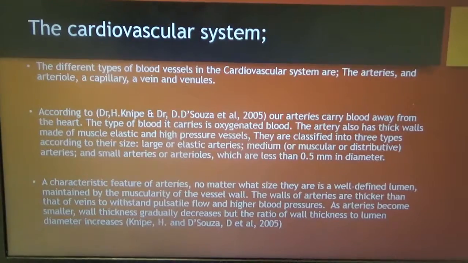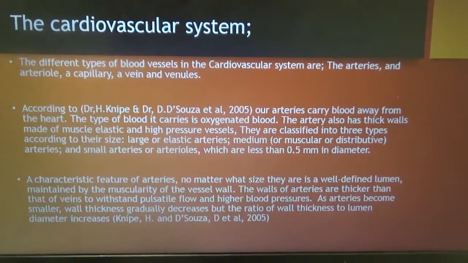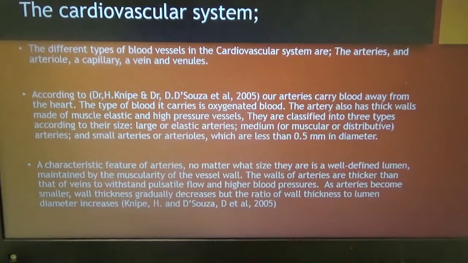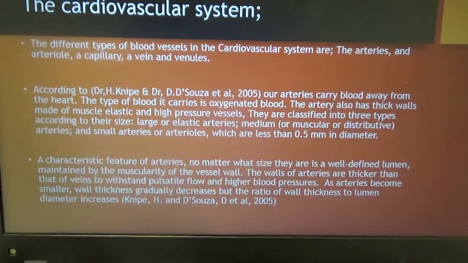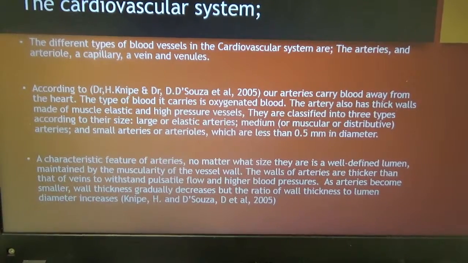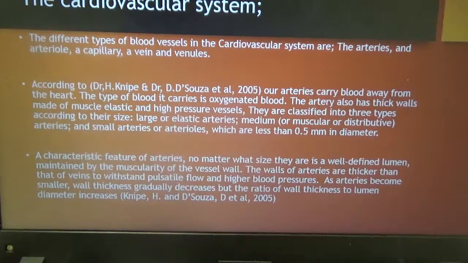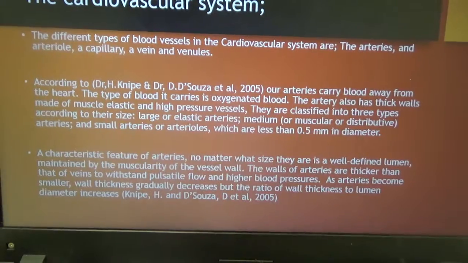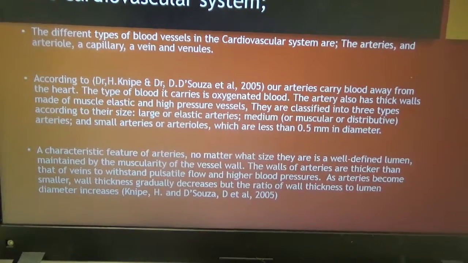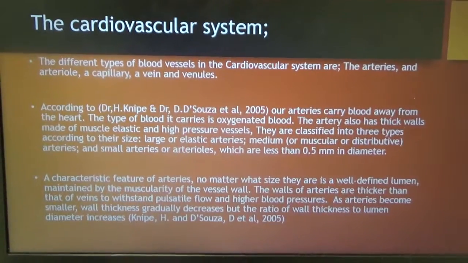Large arteries, medium or muscular arteries, and small arteries, otherwise known as arterioles, which are less than 0.5mm in diameter. A characteristic feature of arteries, no matter what size they are, is a well-defined lumen maintained by the muscularity of the vessel wall. The walls of arteries are thicker than those of veins to withstand pulsatile flow and higher blood pressures. As arteries become smaller, wall thickness decreases, but the ratio of wall thickness to lumen diameter actually increases.